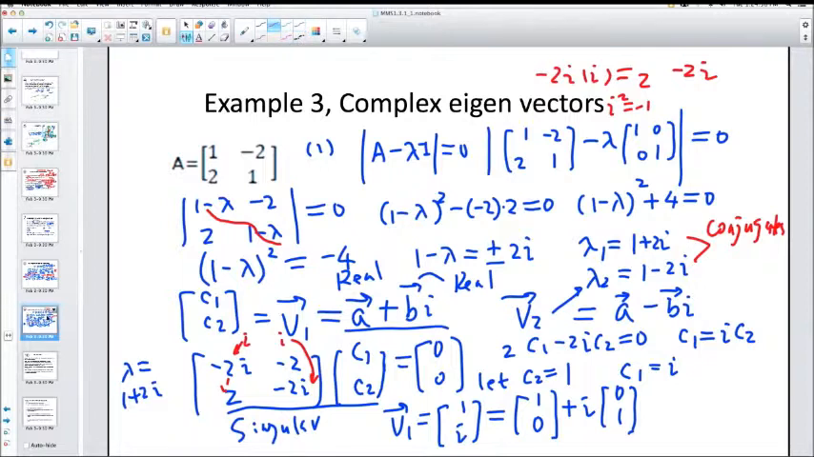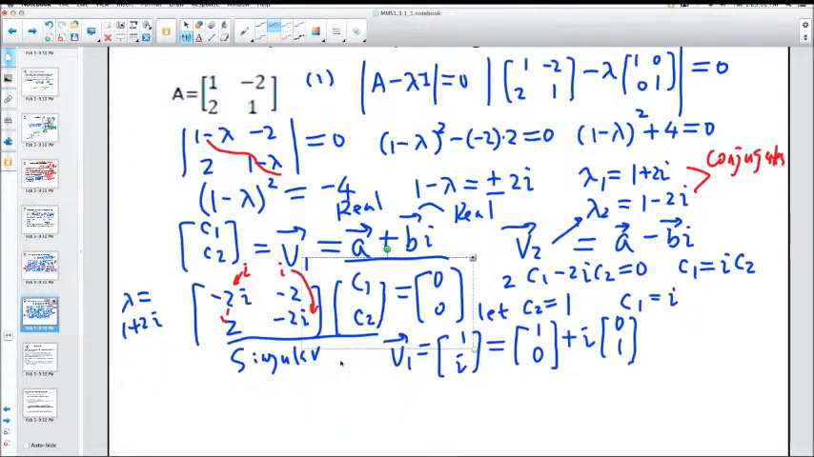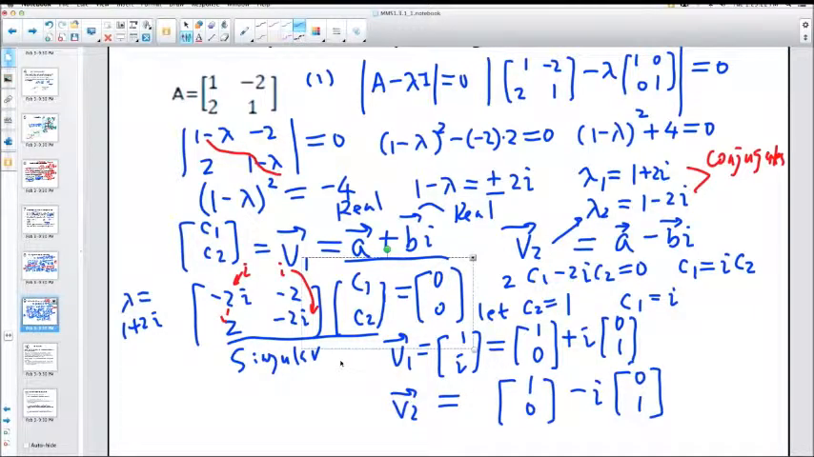What is the advantage of that? Then I can think about the conjugate. What's V2? I told you they come together. V2 is simply this A minus Bi. So we got 2 eigenvalues and 2 eigenvectors, as we are supposed to get.